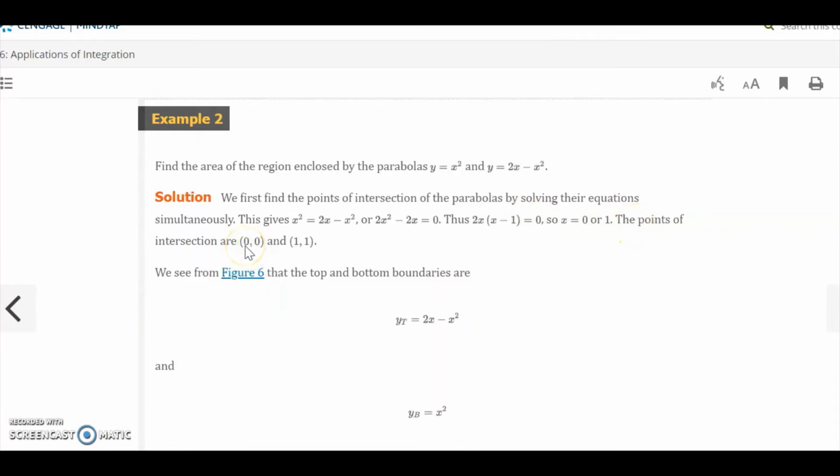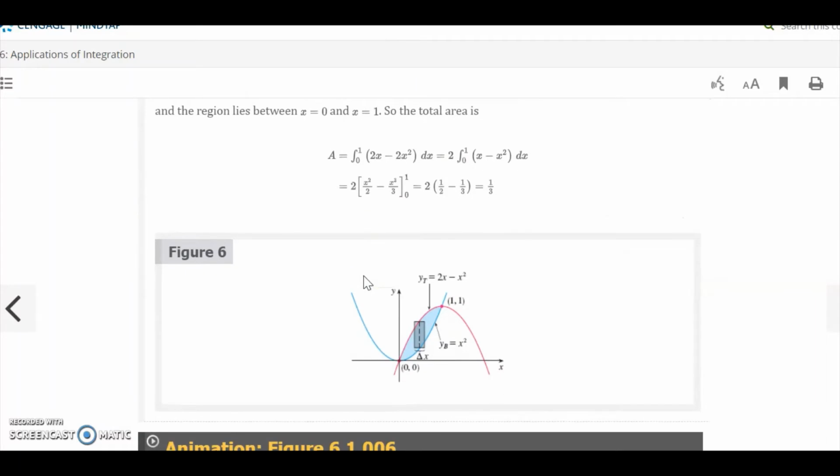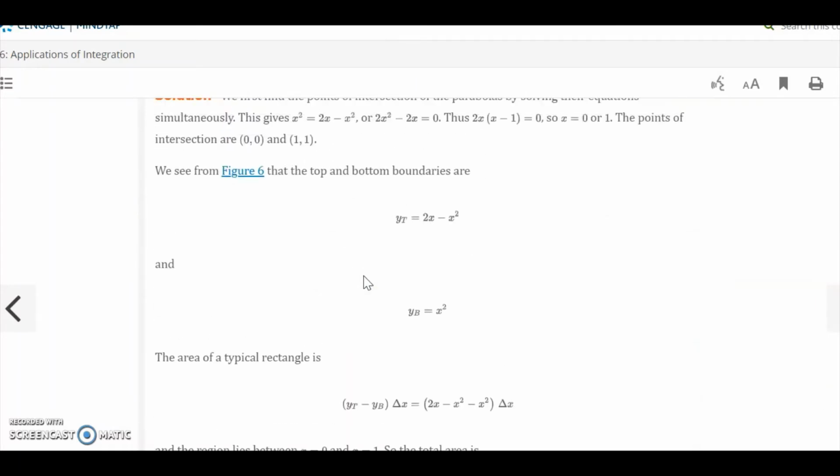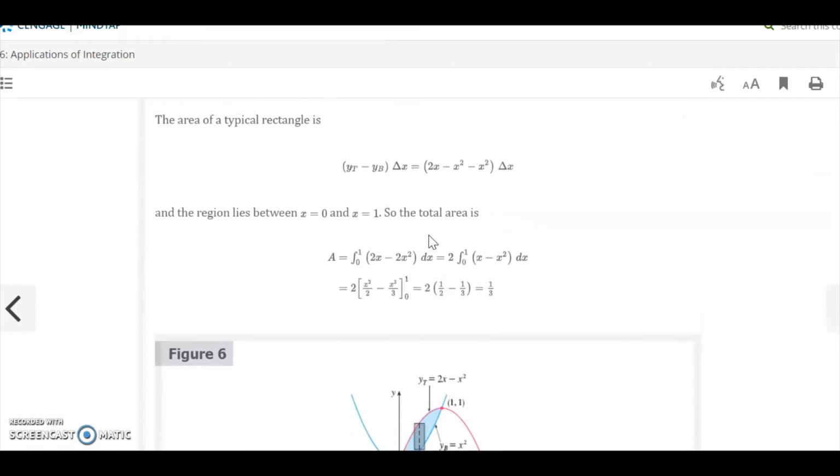So we have the points of intersection. So they give you the x values. To find the y values, it's really simple. You just plug it back into the original equation. And it doesn't matter which one you plug it back into because they're equal at those points. So we have the point 0, 0, and we have the point 1, 1. So we see from figure 6, I think that might be down here, yep, that the top boundary is this one, which if you didn't notice it right away, they have the graph down below.